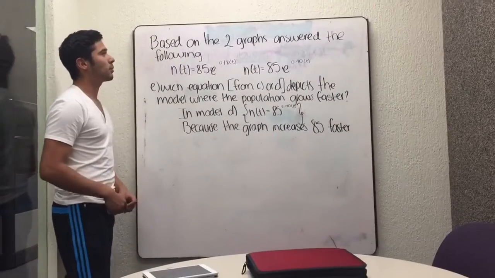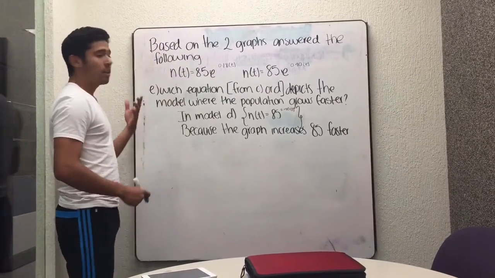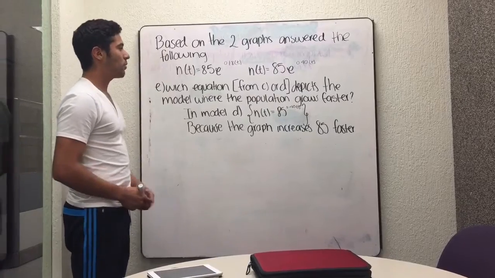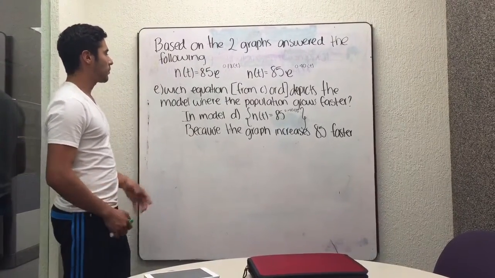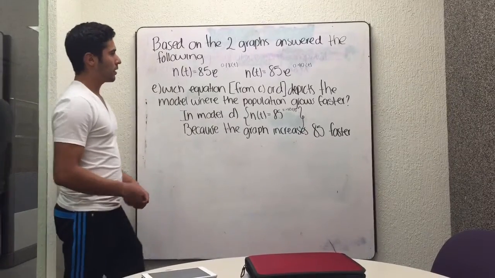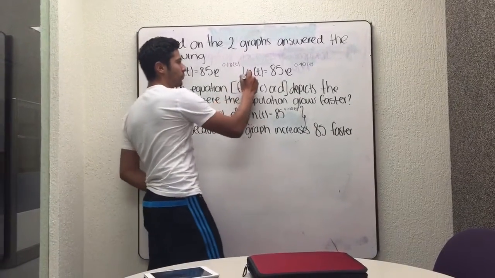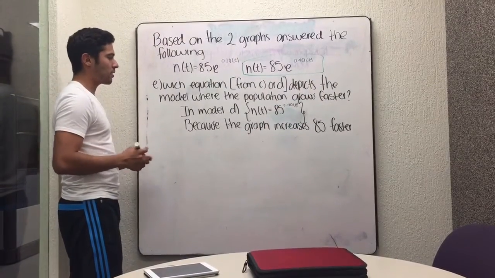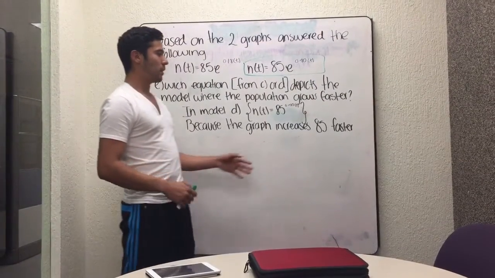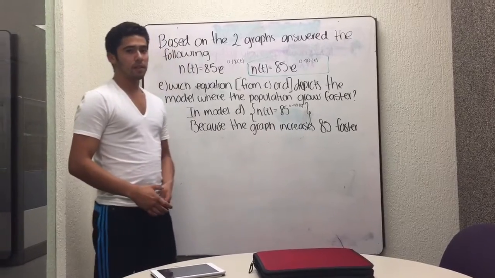Based on the two graphs, answer the following. Question E asks which equation, from C or D, depicts the model where the population grows faster. In model D, that is this, the population grows faster because the graph increases faster.